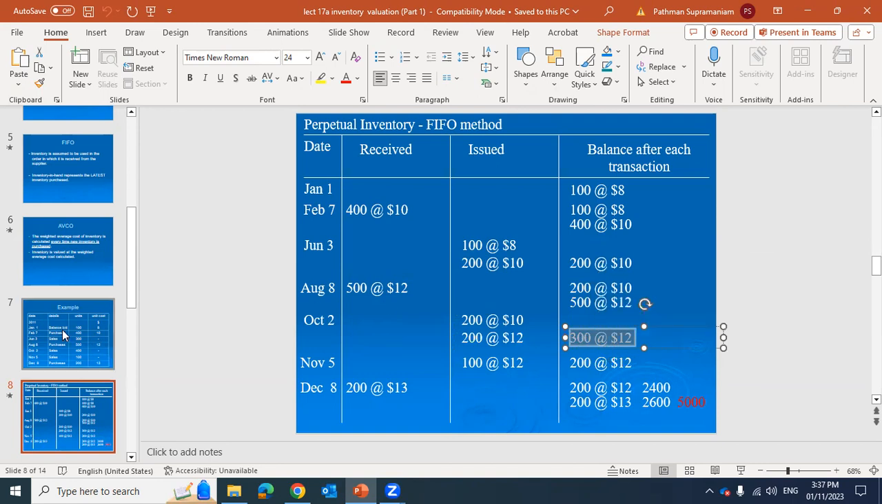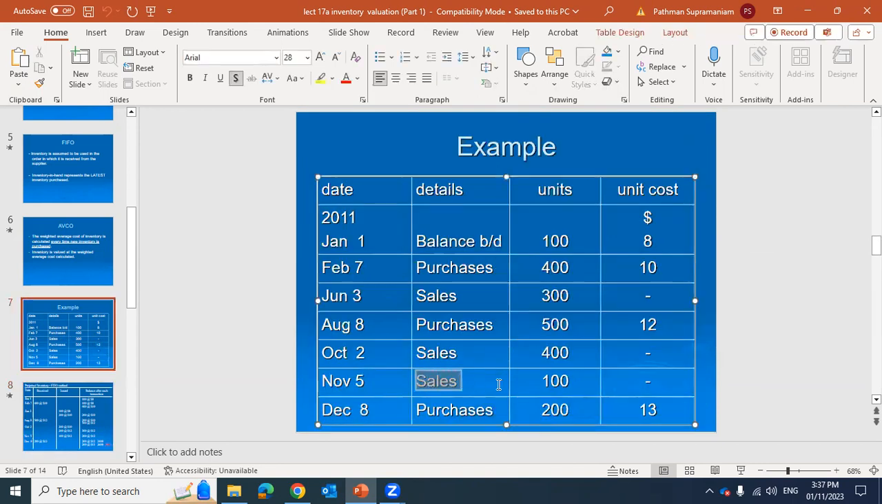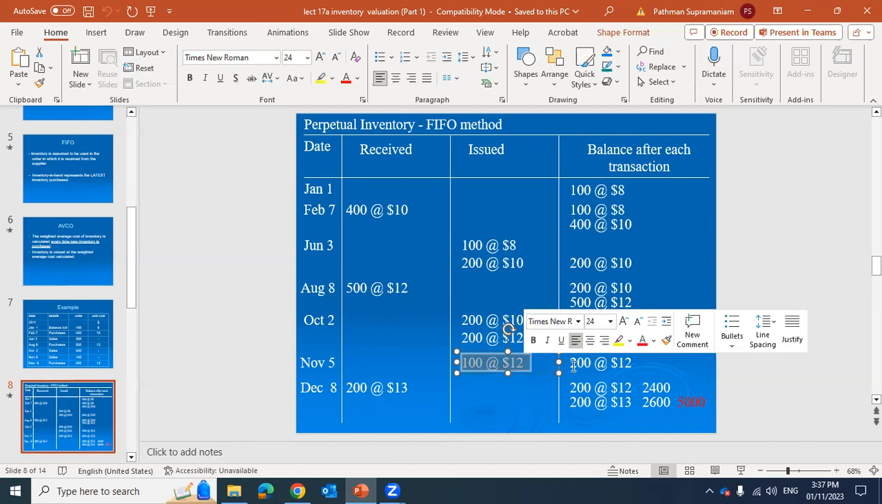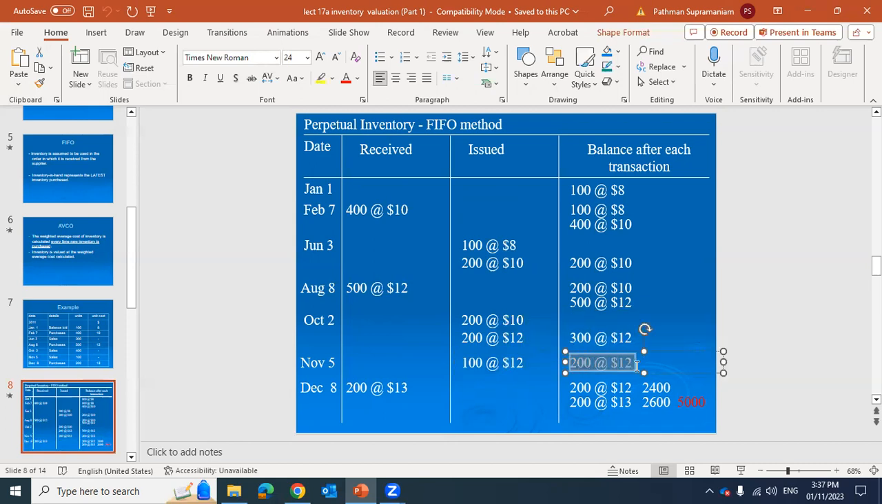Okay. Then we are removing another 100 units. So 300 at 12 minus 100 at 12. So we now have a balance of 200 units at 12.